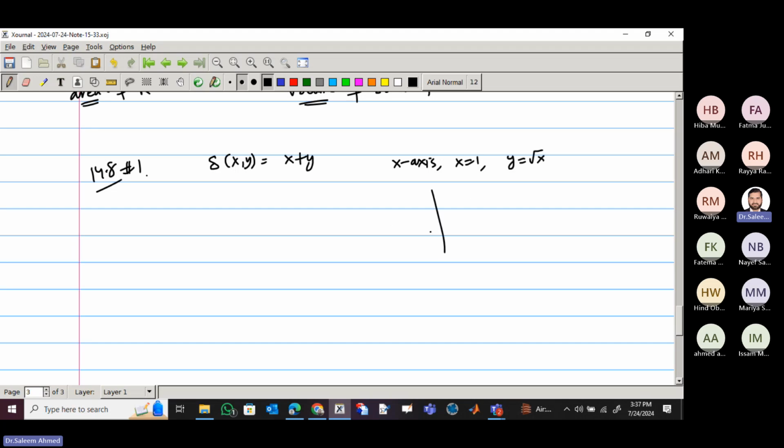This is the region. So see, of course, when I place this lamina somewhere, it will occupy some region. Okay, so let's see this. Now you see, the x-axis is this one. This is your x-axis, right? X equal to 1 is a vertical line.